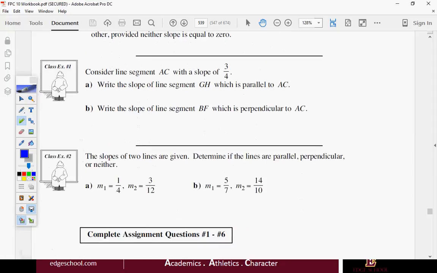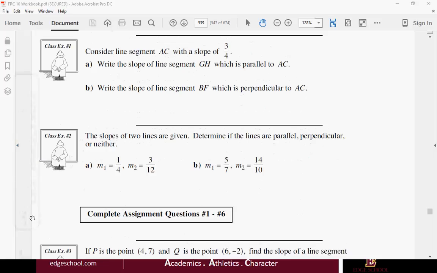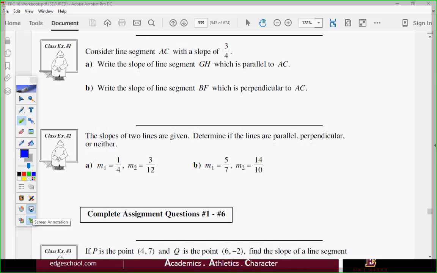So looking at that, consider the segment AC with a slope of 3/4. The slope of the parallel segment would be 3/4 as well. Right, the slope of line segment BF, if it's perpendicular. So what would it be, Logan? -4 over 3. Good. Okay.